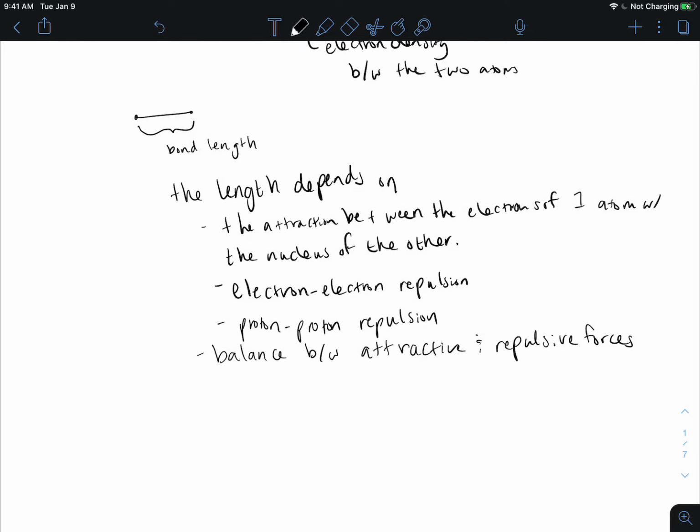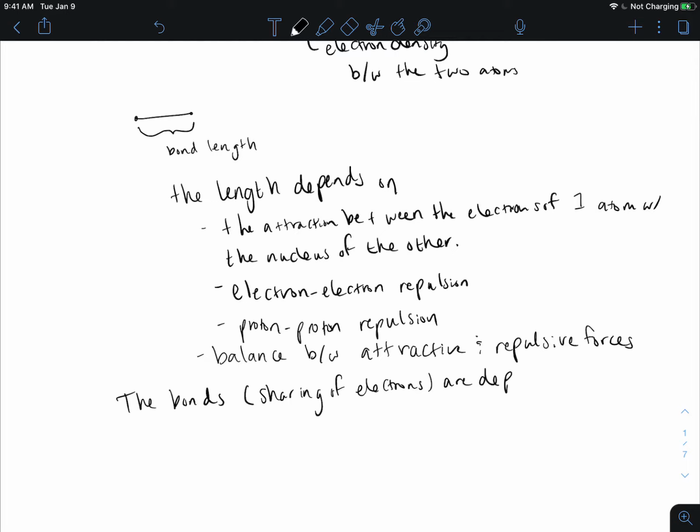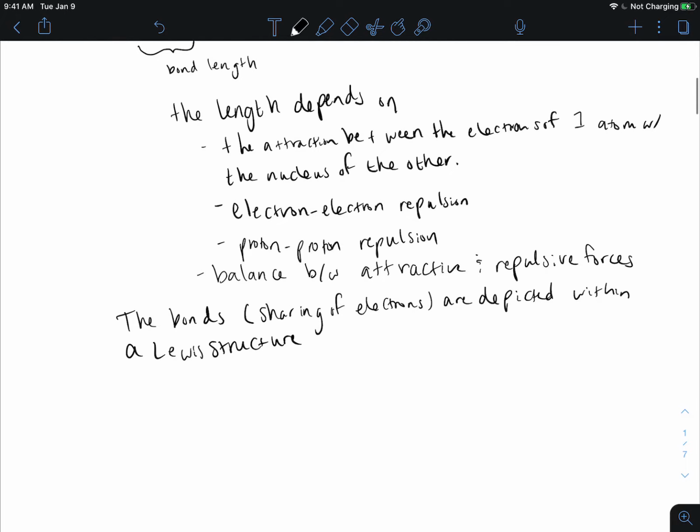The way that we show these bonds within a molecule is with a Lewis structure. So the bonds, those sharing of electrons, are depicted within a Lewis structure. A Lewis structure is going to show all bonds and what types they are, along with any lone pair electrons, and then of course the atoms that make up the molecule.